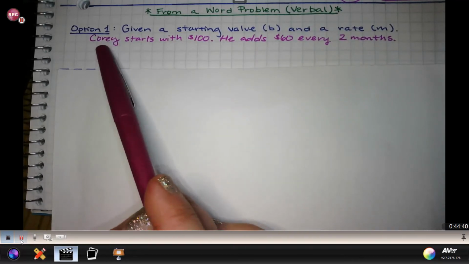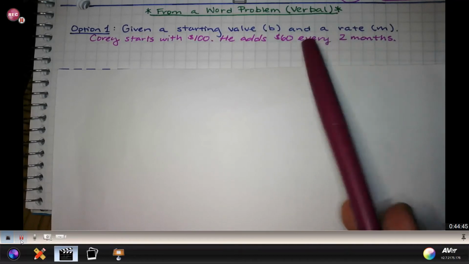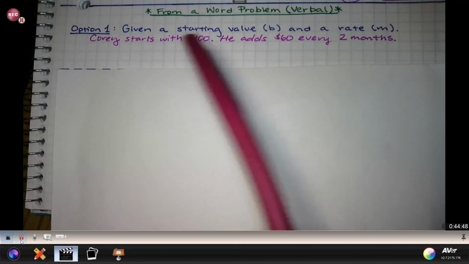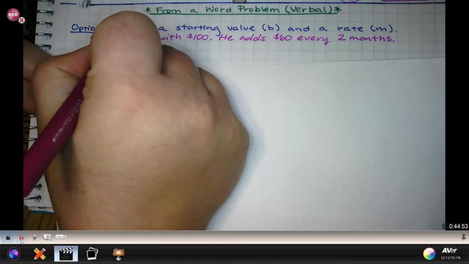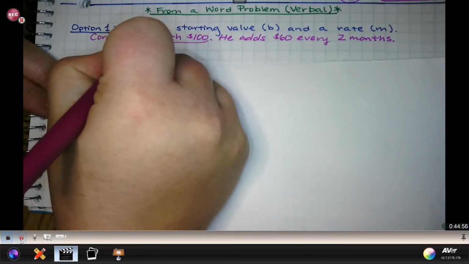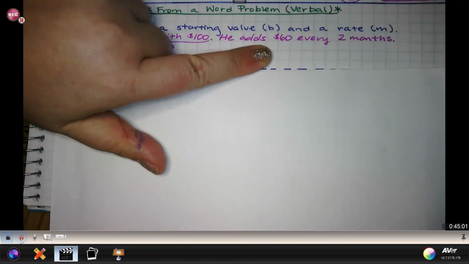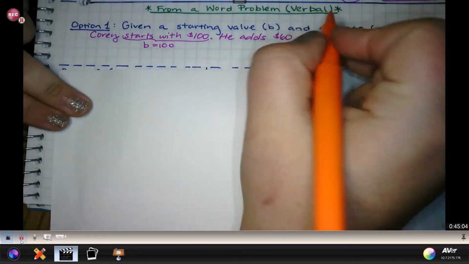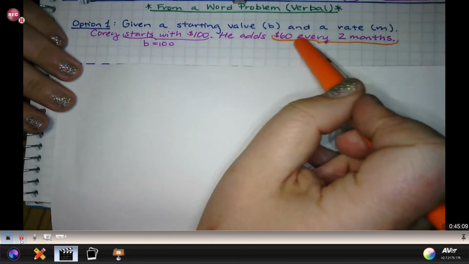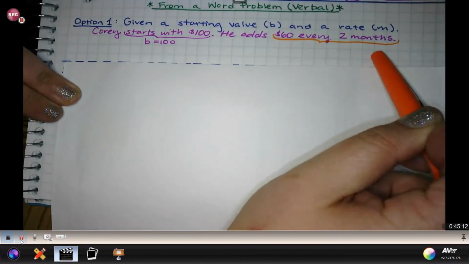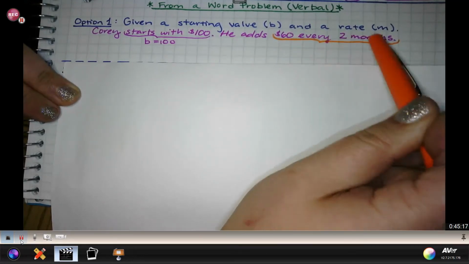So an example of this would be that Corey starts with $100, and he adds $60 every 2 months. So I now have a starting value here. So this starting value is my B. So B equals 100. Now, over here, he adds $60 every 2 months. That is a rate, okay? And you can think of it like he adds $60 per every 2 months. This essentially helps us form a fraction because remember, it's numerator per denominator.